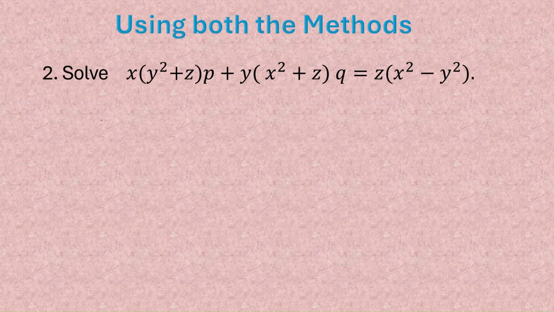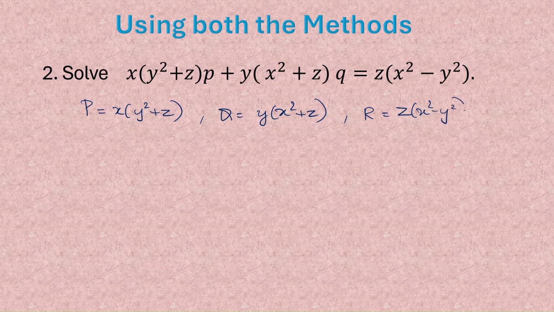Now let us move on to the next example. The next example is using both the grouping method as well as the method of multipliers. So the question is this, where capital P is x into y square plus z, capital Q is y into x square plus z, and capital R is z into x square minus y square.